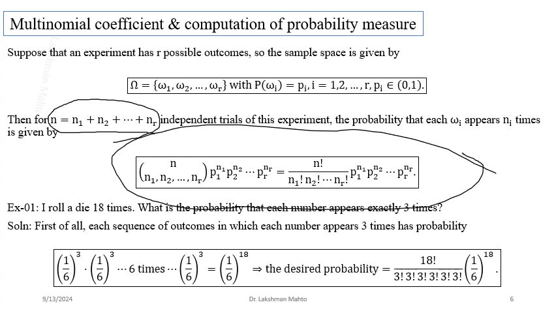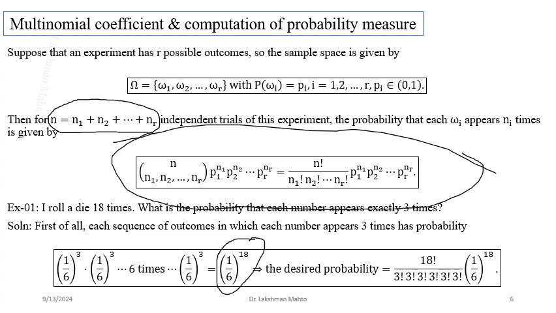And what is the desired probability? How many possible combinations would there be? You are rolling 18 times, how many possible combinations would there be? It will come from the multinomial coefficient. That means you have a group of 6 faces, and each face comes how many times? 3 times, each face exactly 3 times. Face 1, face 2, face 3, face 4, face 5, face 6. So this one is just the computational probability of one outcome.